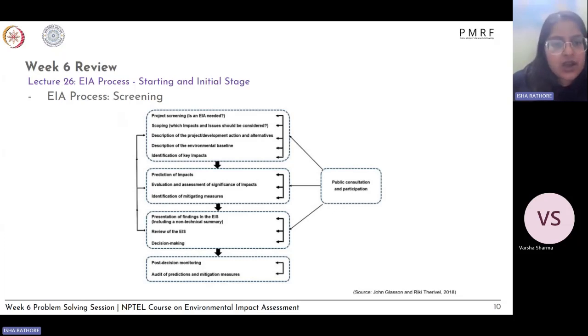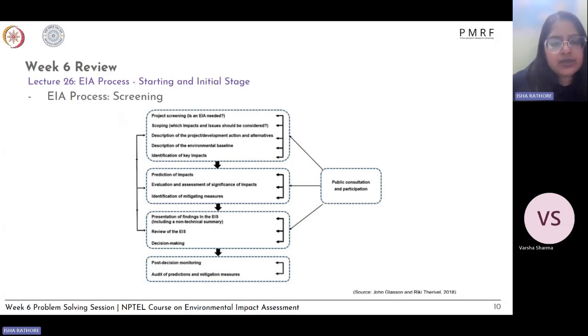The next stage is screening, then scoping. Then we have impact prediction, where we predict the impacts and give mitigating measures on how to counterbalance the negative impacts coming out of the development of the project on the various environmental parameters. And we evaluate and assess the significance of impacts. And finally, we present these findings in the environmental impact study or the EIS report, which is further sent for decision making to the different authorities. And then a decision is made whether the EIS report is correct or whether the project can be developed and the mitigation measures be implemented.